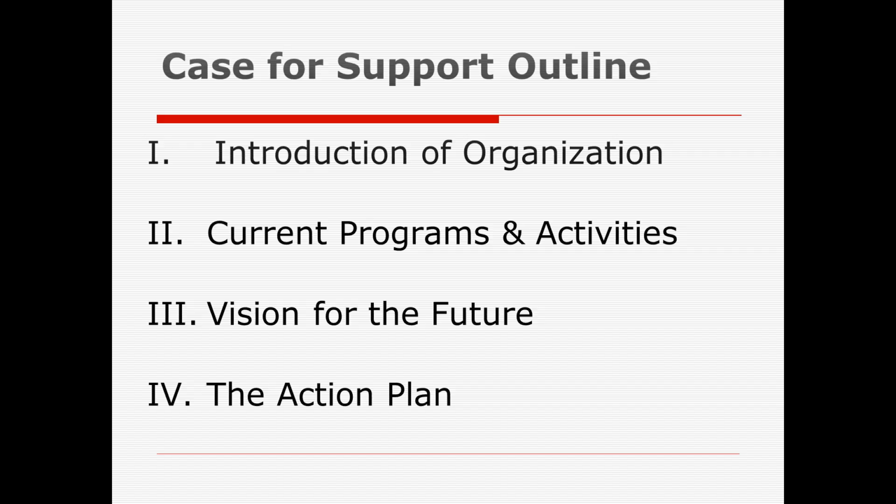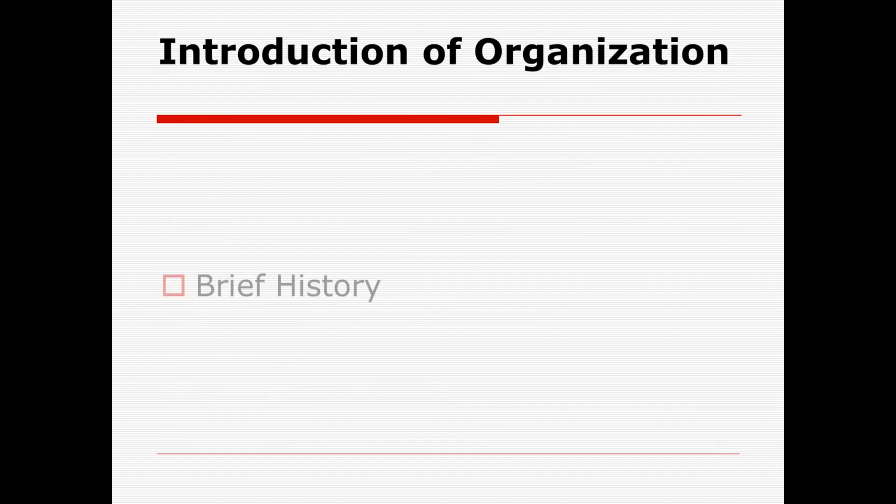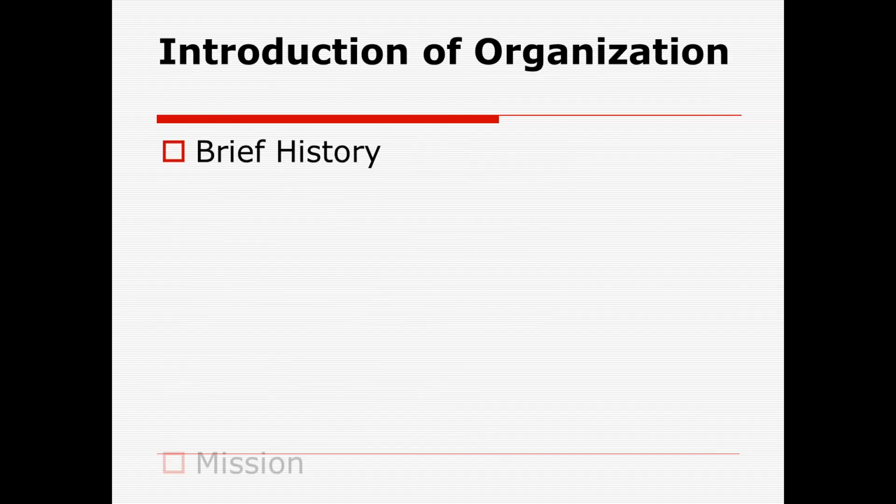Now, a case for support has 4 primary segments because we've already discussed the who, the what, the when, the why. So this is the how. These are the 4 segments that you need to consider when you are writing that case for support. So starting with the introduction, you're going to do a brief history.